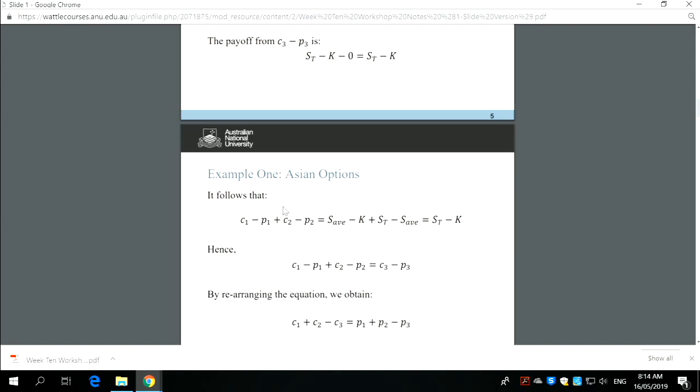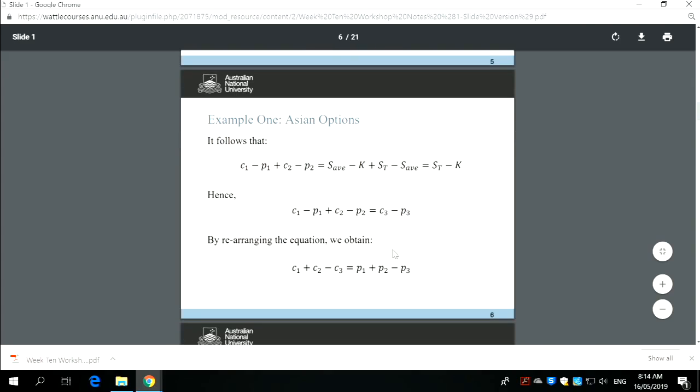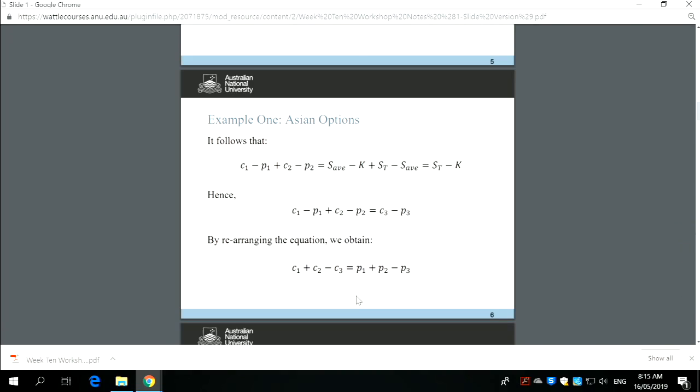So we can prove that this relationship must be true, which is C1 minus P1 plus C2 minus P2 must equal the payoff from your regular call minus regular put, right? So we prove that relationship is true. Then it's just a matter of rearranging this equation. We prove what the question is asking for, which is C1 plus C2 minus C3 equals P1 plus P2 minus P3.